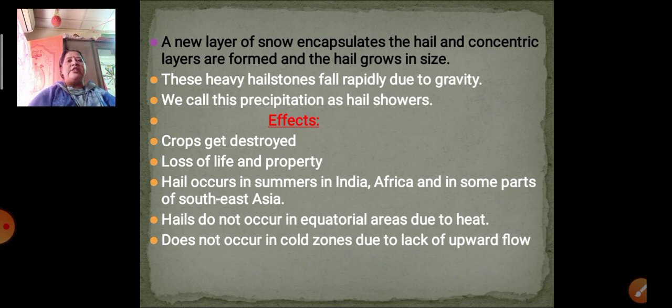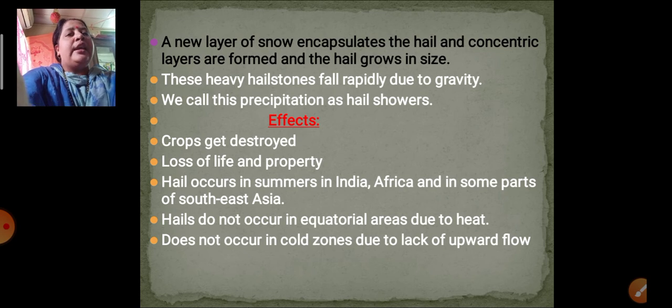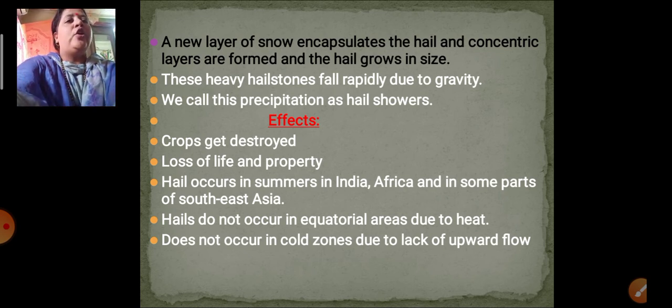Now these heavy hailstones fall rapidly due to gravity. Such hails cannot remain in the atmosphere with so much heaviness. So it comes down to the ground due to gravity. We call this precipitation hail showers. What do we call this precipitation? Hail showers.